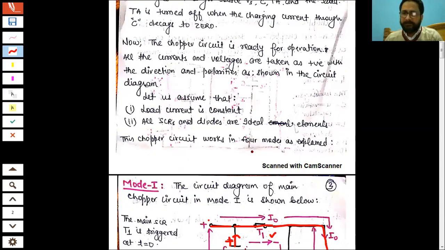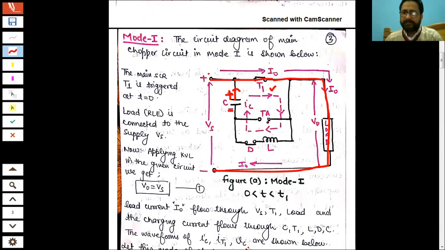So this is what we have shown here. Auxiliary SCR is reverse biased, so it will be open. Diode is forward biased, it is short. So that means the capacitor current IC will get its path and it will flow like this. It will flow from here, go to the main SCR and then come back. It will not go this side. So it will come through L and then D and back to the capacitor. This is the resonating circuit basically.